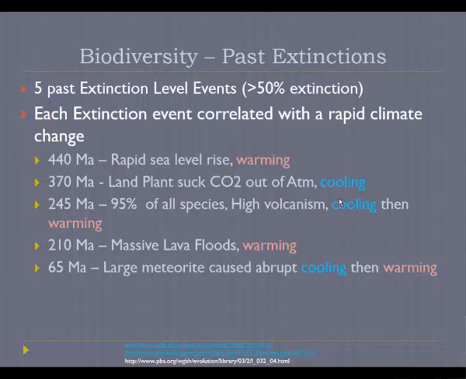But here are dates, 440 million years ago up to 65 million years ago when we had some of these extinction level events. And you can see that there's different things that initiated these, but they all set off a period of either warming or cooling, usually with shifts in atmospheric conditions, maybe related to geologic activity like volcanoes, or biologic activity like plants colonizing the land and sucking CO2 out of the atmosphere. But in all these cases, a rapid shift in climatic conditions led to a huge loss of species.